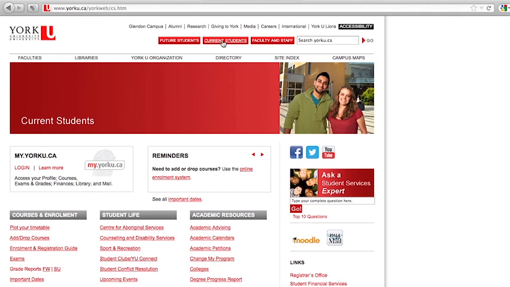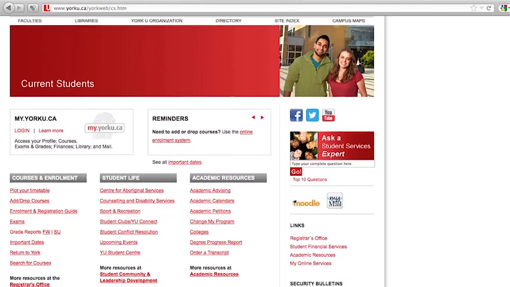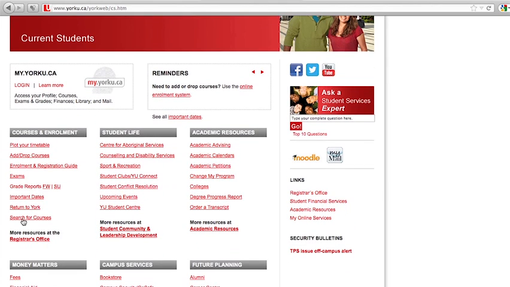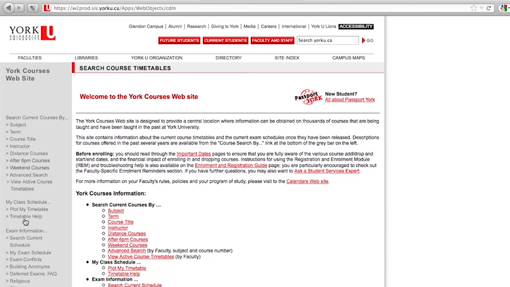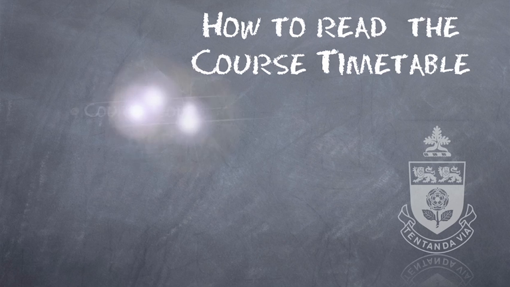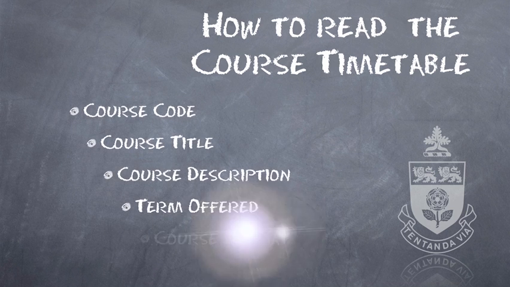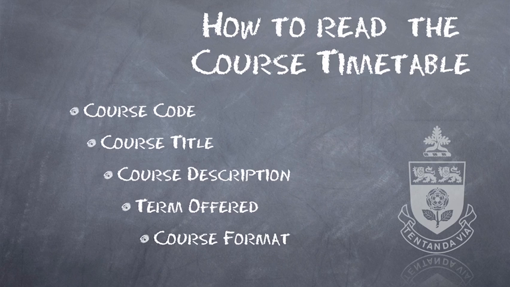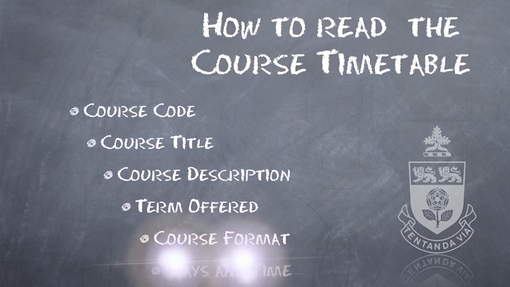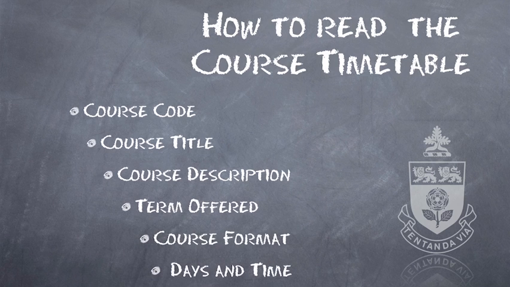Located below the Courses and Enrollment heading, you will find a Search for Courses link. In a later presentation, we will demonstrate more specifically how to navigate this website. As you search for courses in the timetable, you will find the following information: course codes, course titles, course descriptions, what term the course is being offered, the format of the course, such as a lecture, tutorial, or practicum, and what days and times the course is being offered.